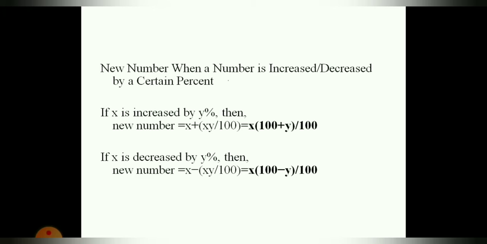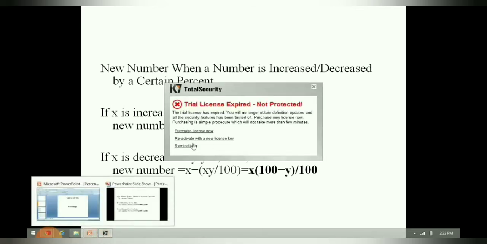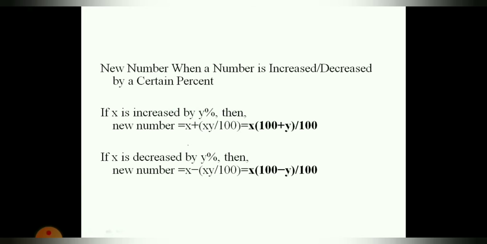When a number is increased or decreased by a certain percentage, what is the new number? For example, if x is increased by y percentage, then the new number can be calculated by using x into 100 plus y by 100. And if x is decreased by y percentage, then the new number is equal to x into 100 minus y by 100.